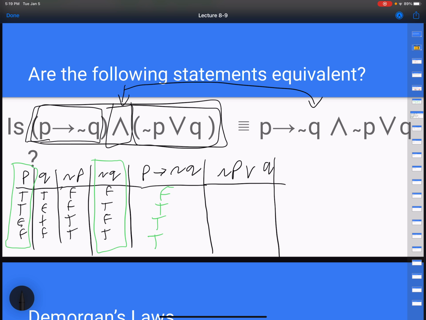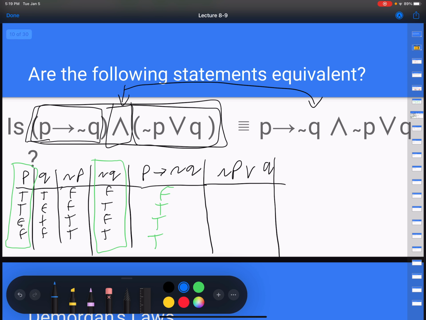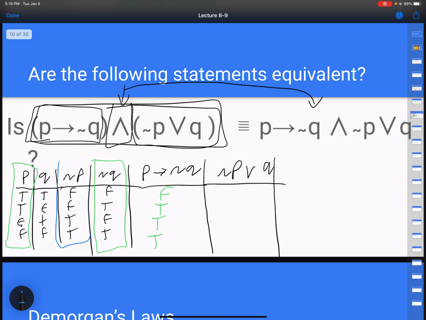So now we have not P or Q. Remember, in an or statement, any time there is a true in either spot, it defaults to true. So for our first piece, we have true, false, so it's going to be true. For our second piece, we have false, false, so it's going to be false. Third piece, we're going to have a true, and fourth piece, we're going to have a true because there's at least a true in both of them.